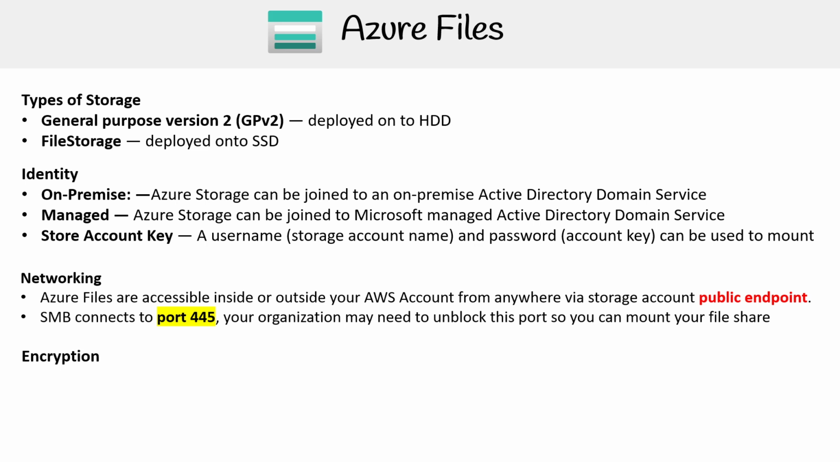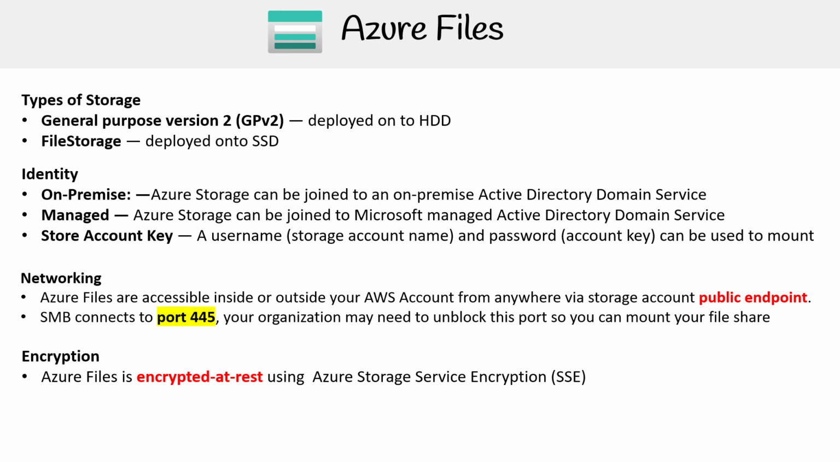For encryption, Azure Files are encrypted at rest using Azure Storage Service Encryption, so that's SSE. And for Azure Files, encryption in transit is going to be using SMB 3.0 with encryption, or it'll use HTTPS. Okay, so there you go.